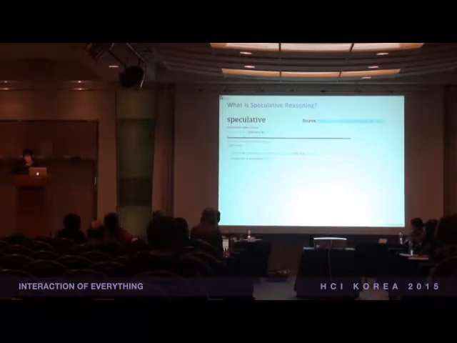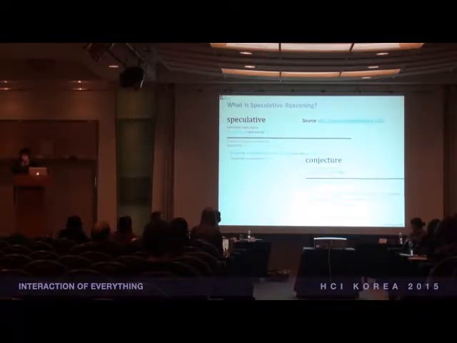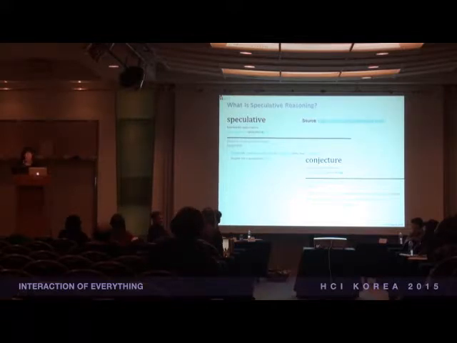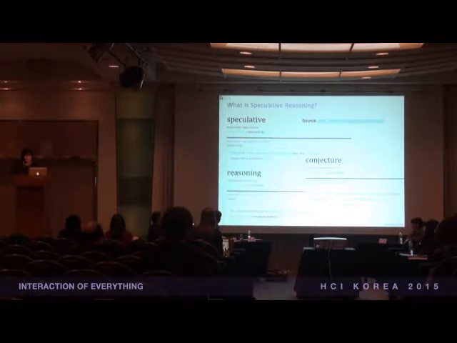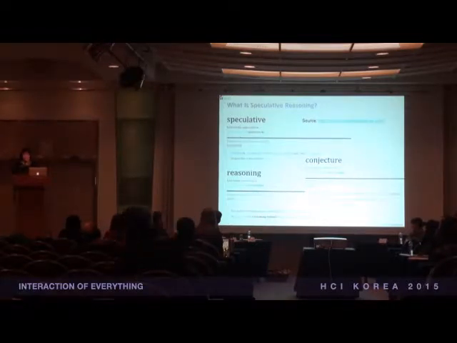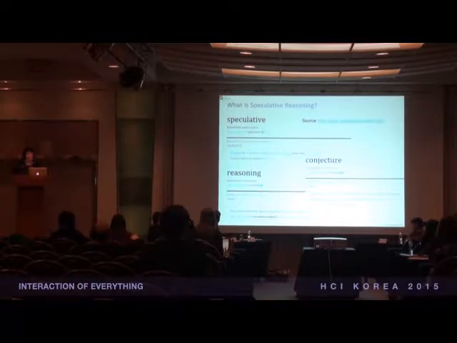So I also looked up what conjecture means. Conjecture is an opinion or a conclusion formed on the basis of incomplete information. So the important notion is that it's based on incomplete information. And reasoning means the action of thinking about something in a logical and sensible way. So to sum up, I think speculative reasoning means the action of making sense of something when we have incomplete information or no information to be grounded upon.